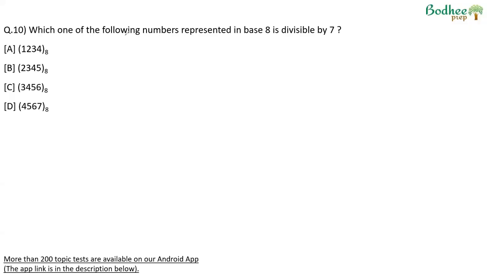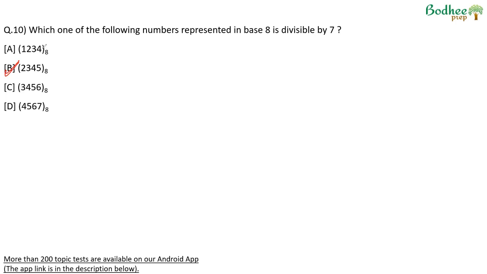Which one of the following numbers represented in base 8 is divisible by 7? So when we are looking at a smaller base, the remainder is simply the sum of digits. So here, if we divide by 7, the remainders will be 4 plus 3, 7 plus 2, 9 plus 1, 10. Here it will be 5 plus 4, 9 plus 3, 12 plus 2, 14. 14 is divisible by 7. So this will be divisible by 7.